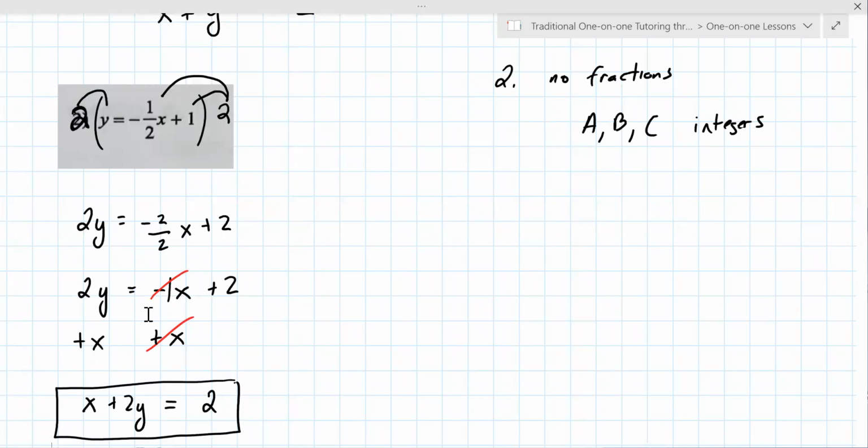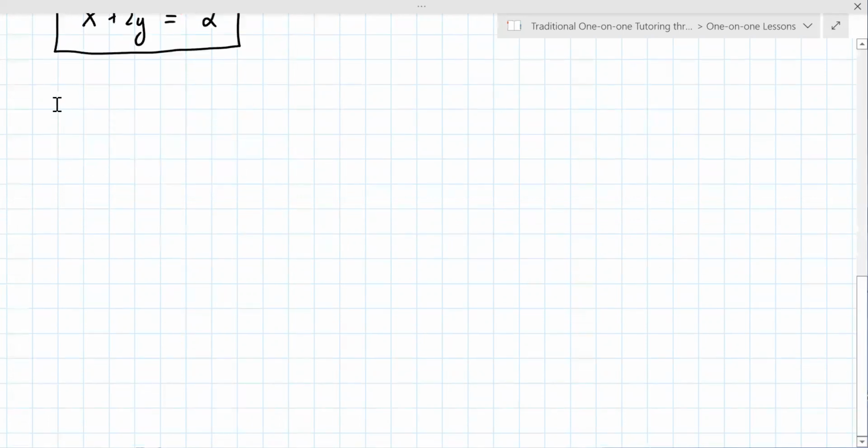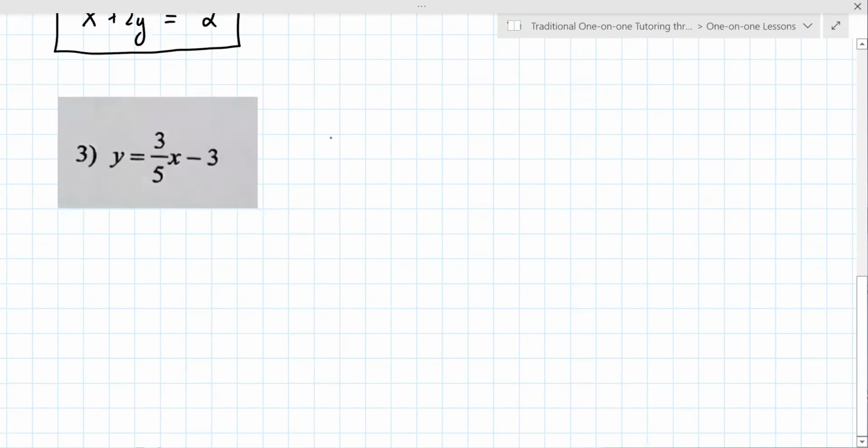Any questions so far, or do you need any time to get this down? No. I will be sending it to you at the end as a PDF, but it's always good to take some notes along the way. All right, so let's look at question 3. Same set of instructions here. It says to convert to standard form.